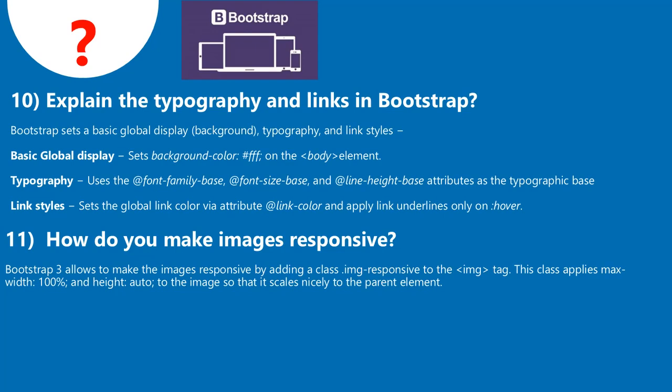11. How do you make images responsive? Bootstrap 3 allows you to make images responsive by adding the class .img-responsive to the img tag. This class applies max-width: 100% and height: auto to the image so that it scales nicely to the parent element.